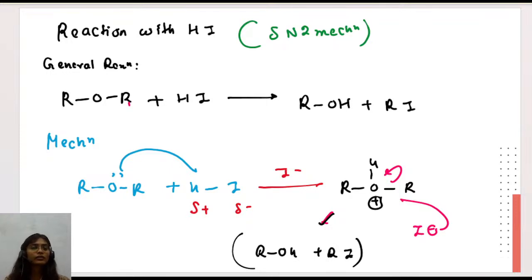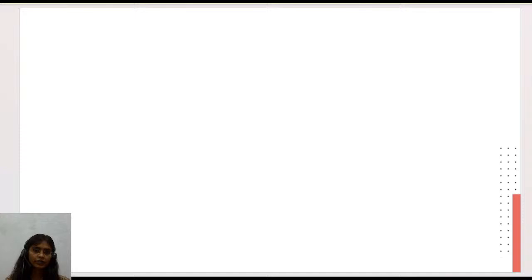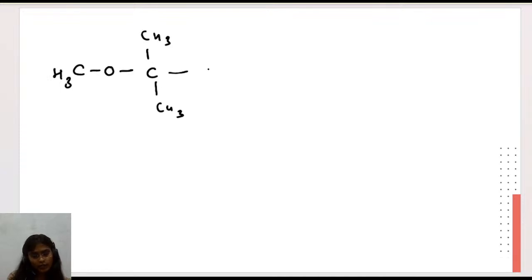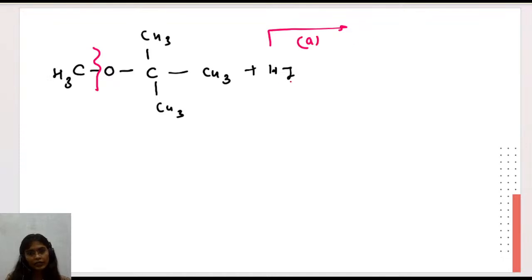Actually, how do we decide the product? This is a kind of question for you. Let's suppose this is CH3, O, CH3, CH3 and CH3. If I'm using HI, there are two possibilities. Possibility number one: the bond cleaves from this side, the pink one. According to condition A, the I negative goes with the CH3, so it becomes CH3I, or CH3, CH3, CH3 and an OH is there.